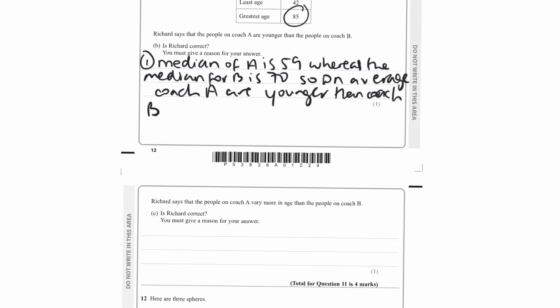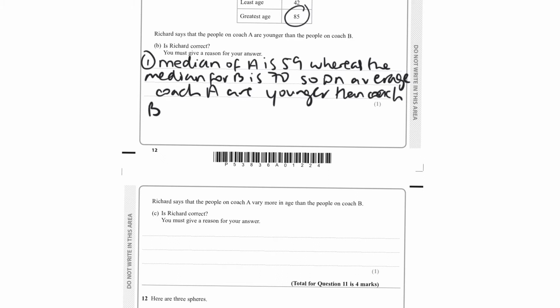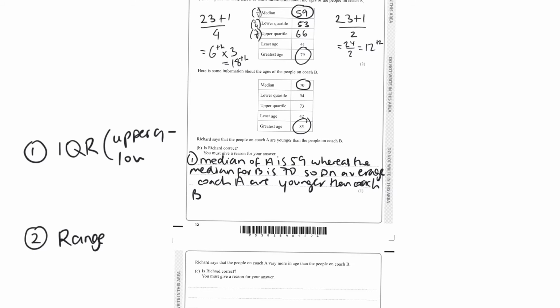So that's that question. Then lastly, it says, Richard says that the people on Coach A vary in age more than the people on Coach B. Is he correct? So in terms of varying age, you're thinking of two ranges that you can compare for this question. I'll write on the side. You could either compare the interquartile range or you can compare the actual range. So remember, interquartile range is your upper quartile, take away your lower quartile, and your range is your big value, take away your small value.